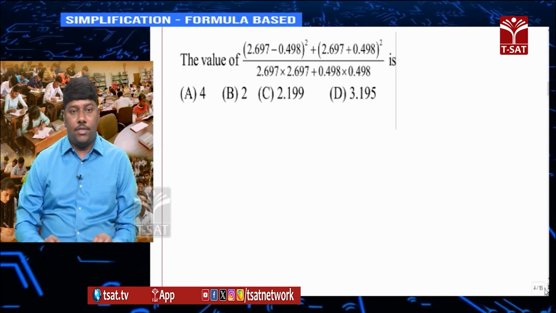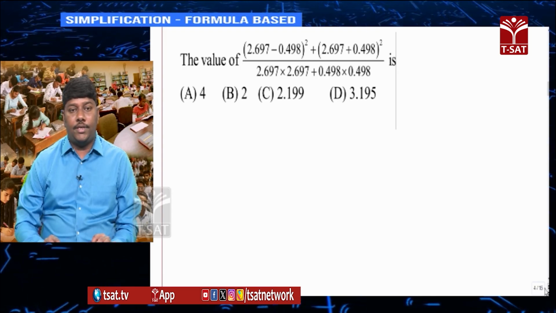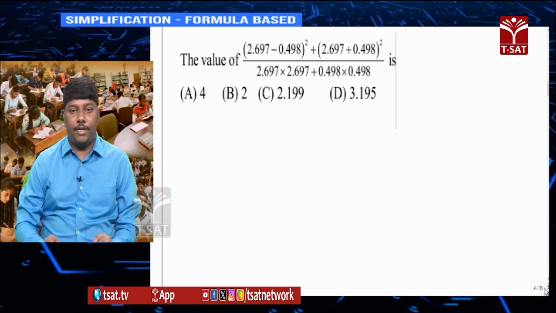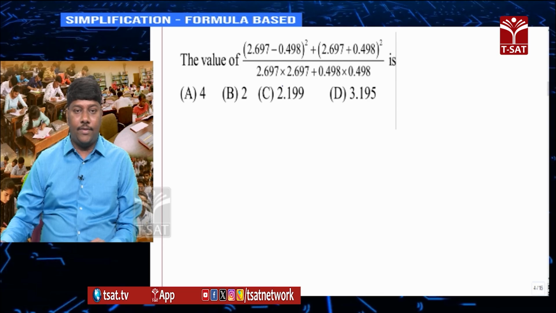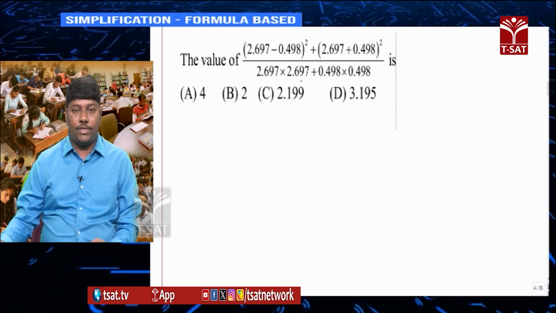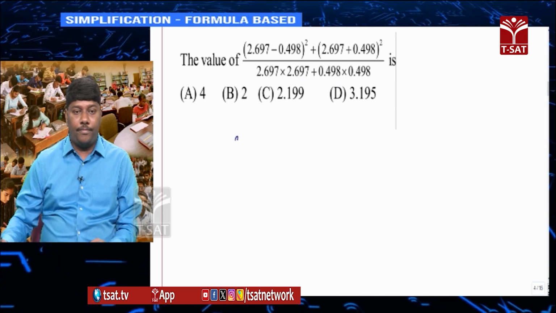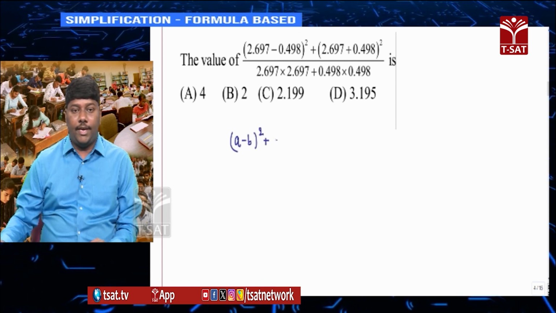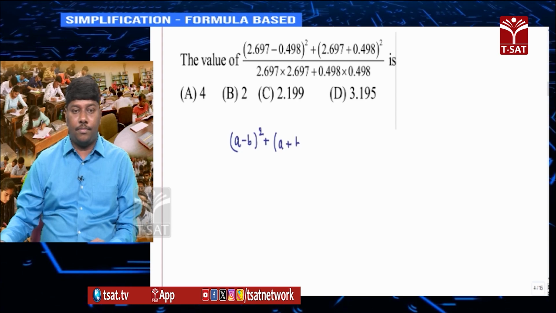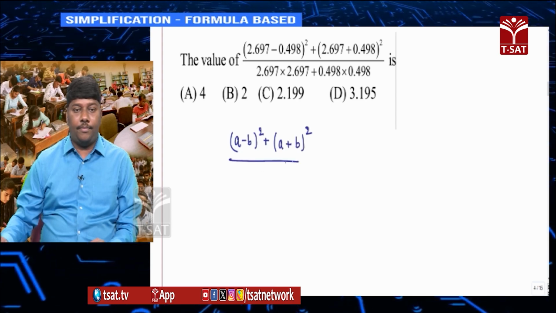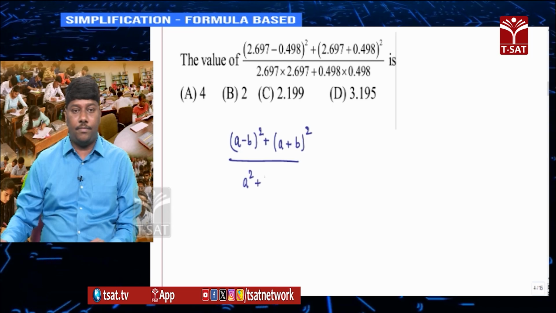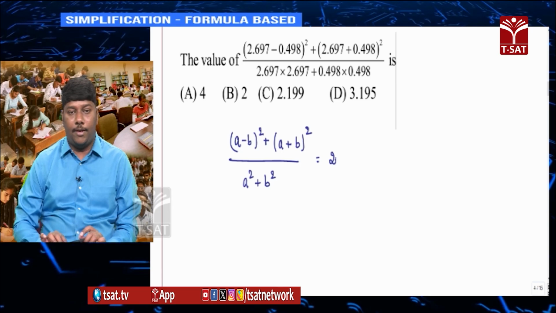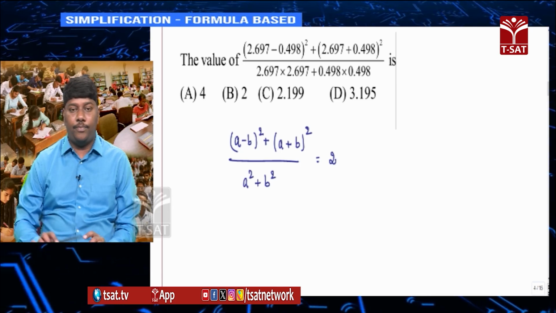Now look at this question. This question is (2.697 minus 0.498) whole square. It is like (a minus b) whole square plus (a plus b) whole square divided by a square plus b square, which is equal to, we know, 2. We have already discussed this formula in the previous class. The result is 2. But what is a here?